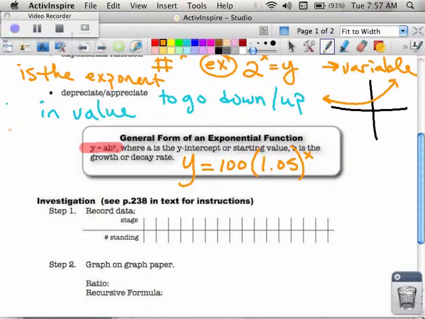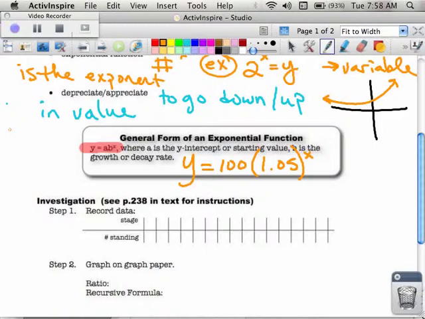There's a starting value out in the front of the parentheses. The inside value tells you whether you're appreciating or depreciating. If it's a number that's larger than 1, then that means you're going up in value. If it's a number that's less than 1, it means you're going down. And you notice how the x is the exponent. And we'll be learning about how to do this in our calculator.